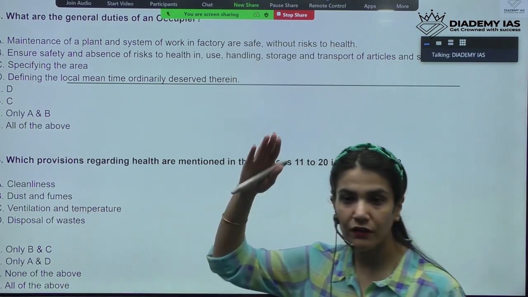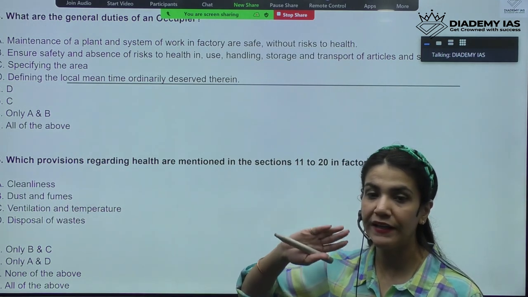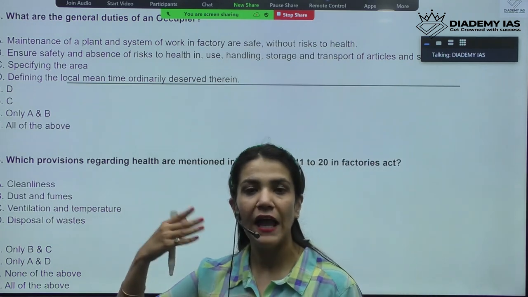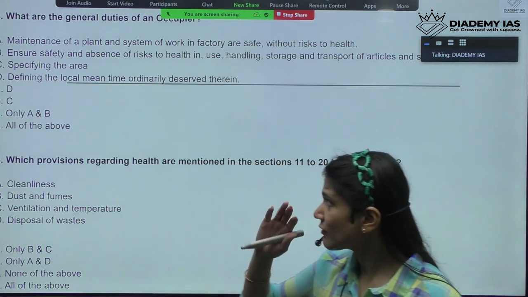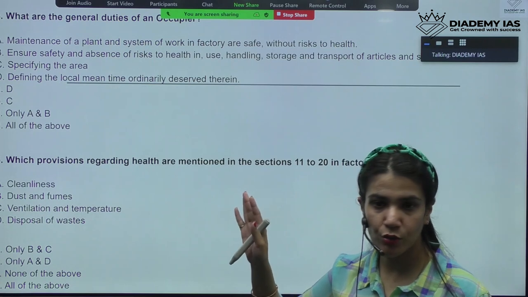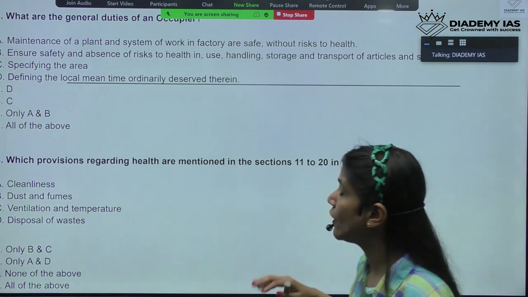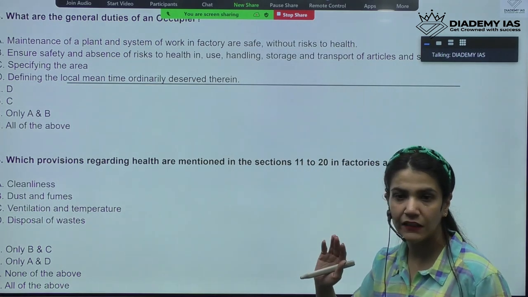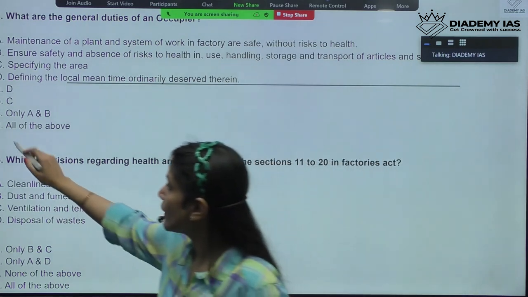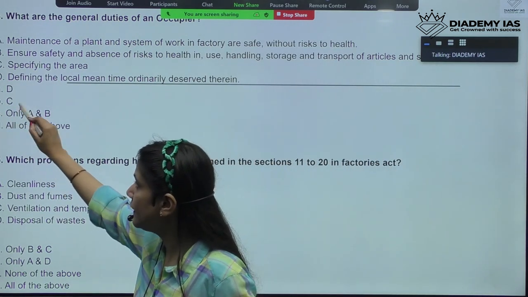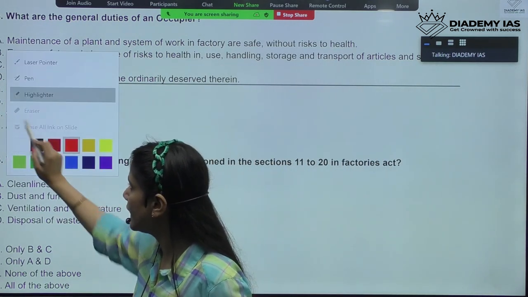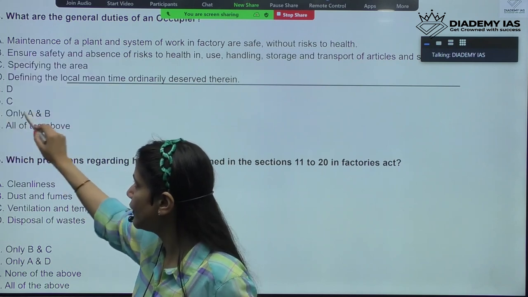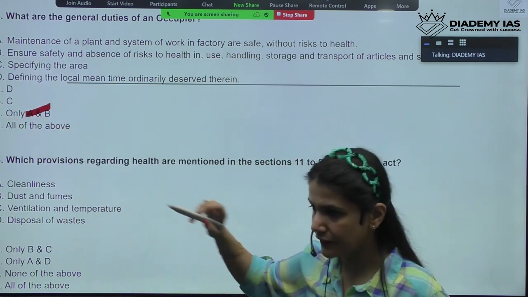So if you remember, the roles and responsibilities of an occupier are very much in alignment with health, right? So specifying the area is not the role and responsibility of an occupier. So A and B, very clearly you can see this here, right? So A and B options are going to be the right answer and the most accurate answer. I'm writing it here only.